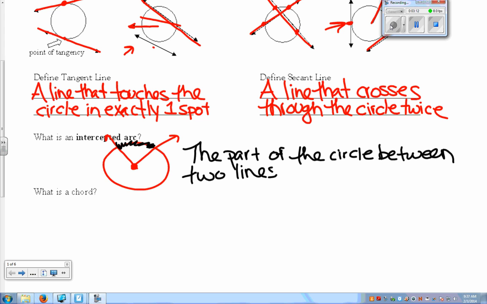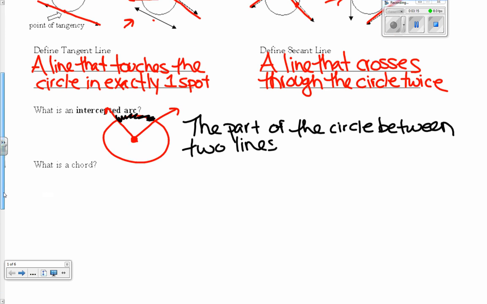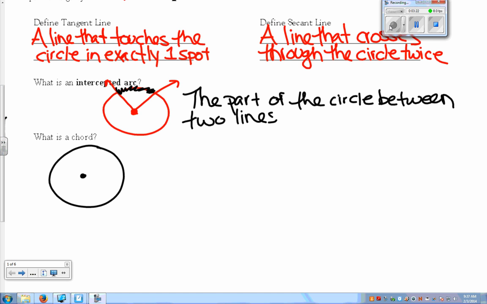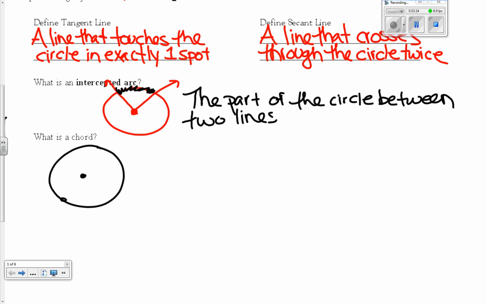All right, next word, a chord. A chord is a line on a circle that hits it twice. So here's your circle. A chord could go through the middle, it may not, so it could be your diameter, but it is a part of a line where the two endpoints are on the circle. So it's more of a line segment, really. These are all words that we are going to be using in this lesson and from here on out, so make sure that you understand what we're talking about with tangent, secant, intercepted arc, and a chord.